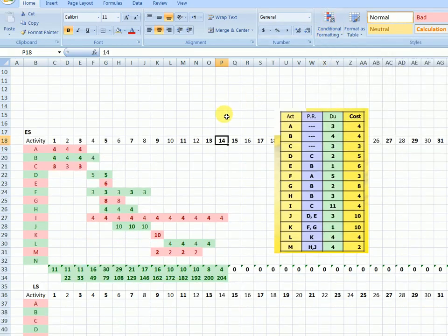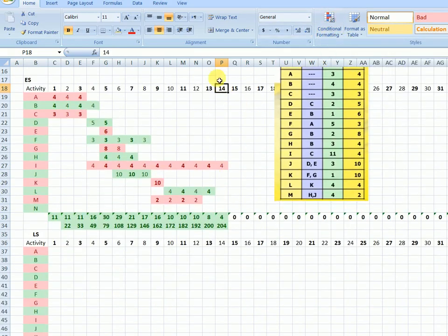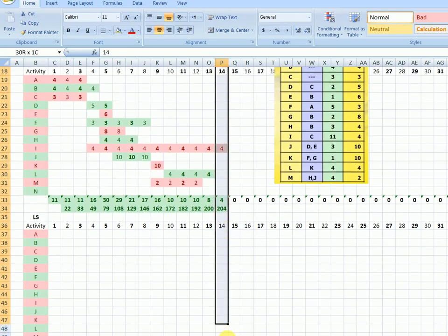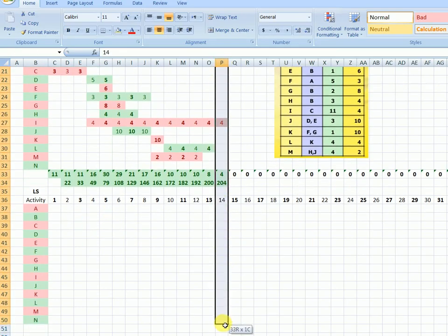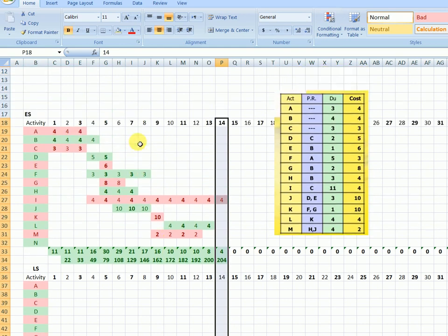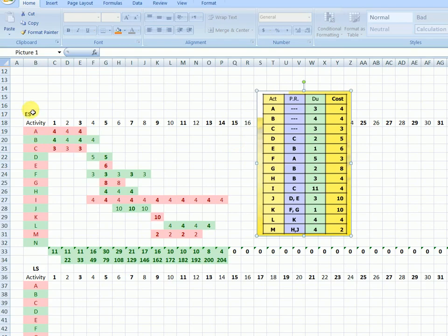Okay, 14. Now what we're going to do is the late start. Late start means start from the last date. Maybe if you didn't understand, I taught how to do it in the last video. One more thing is how to calculate free slack. This is the early start, right? Yeah, this is the Gantt chart.